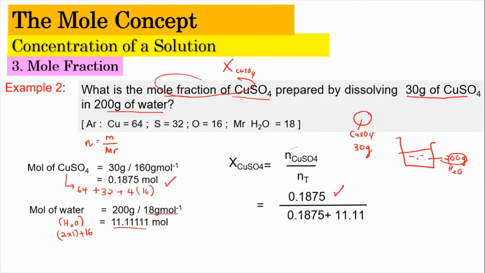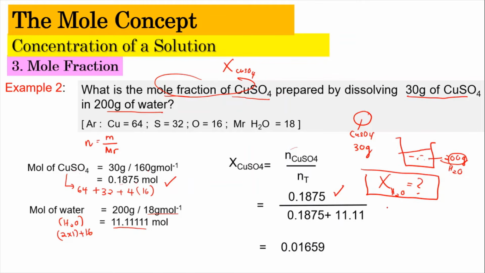Okay, so once we do the maths, we're going to get 0.01659 without any unit. Now let's say I ask you another question: what is the mole fraction of water? This one is an additional question. What is the number of mole of water? There are two ways to do that.